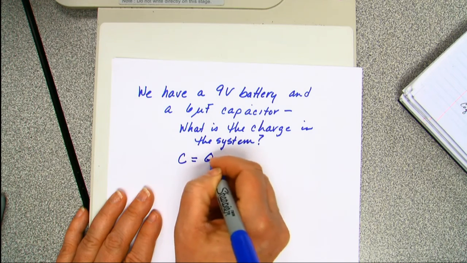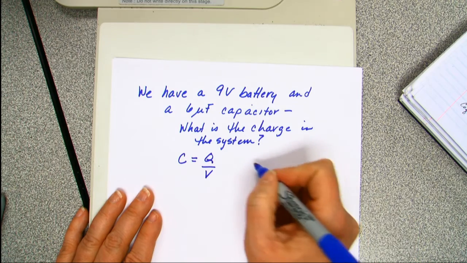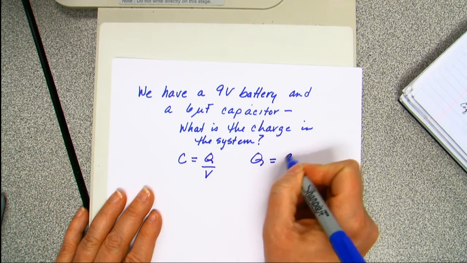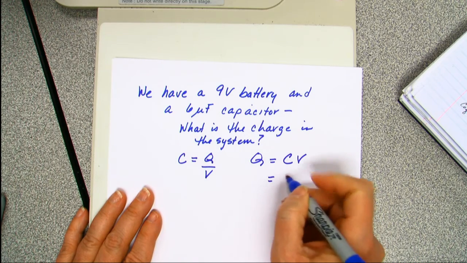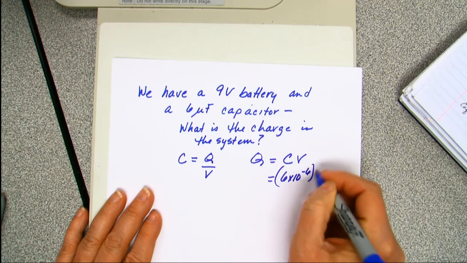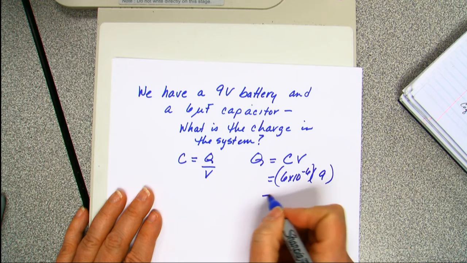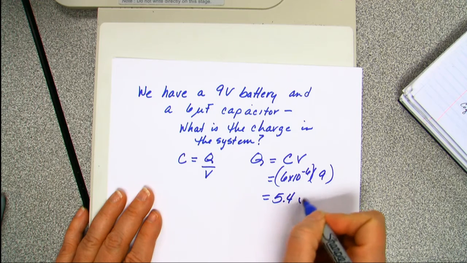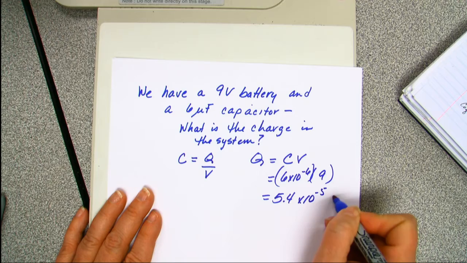Capacitance is equal to charge divided by volts. We want to solve for charge. So capacitance times volts. I'm going to do my 6 times 10 to the minus 6 times 9. Gives me 5.4 times 10 to the minus 5 coulombs.